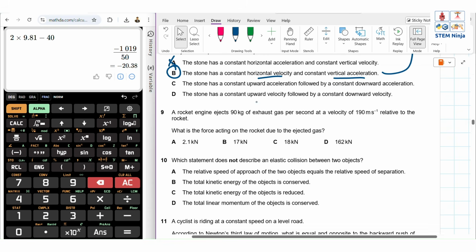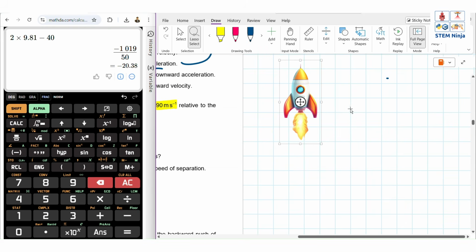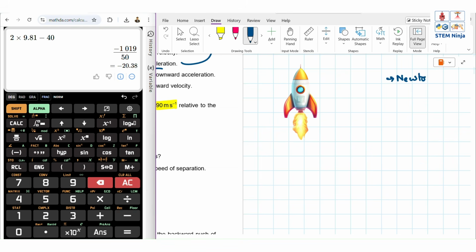A rocket engine ejects 90 kilograms of exhaust gas per second. Okay, this is interesting. 90 kilograms of exhaust gas per second at a velocity of 190 meters per second relative to the rocket. What is the force acting on the rocket due to ejected gas? Okay, so there are three concepts at play over here. Newton's third law and second law also, basically. Side by side conservation of momentum.